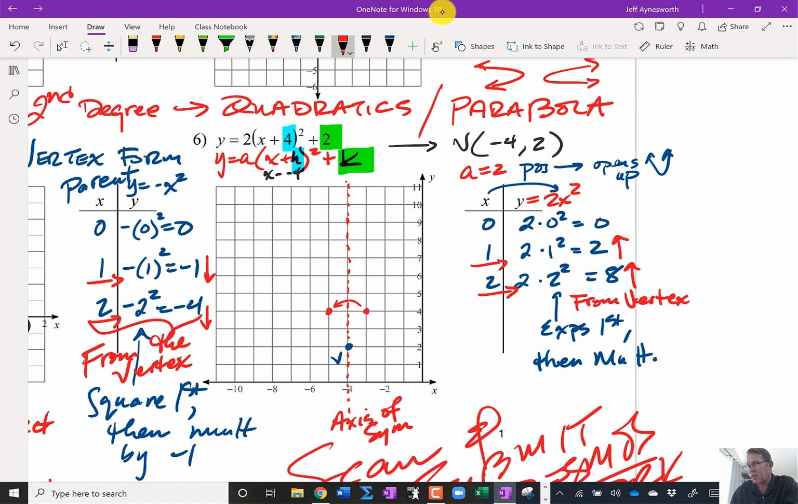Next point, you have to go 2 right, 8 up from the vertex. So put your pencil back at the vertex, count 1, 2 to the right, count up 8. 1, 2, 3, 4, 5, 6, 7, 8. After you plot it, you reflect it. And then you draw your curve. Okay, it's called a parabola or parabolic.